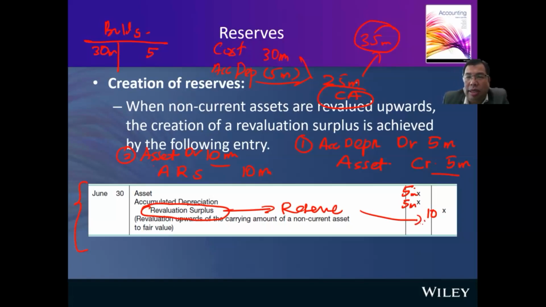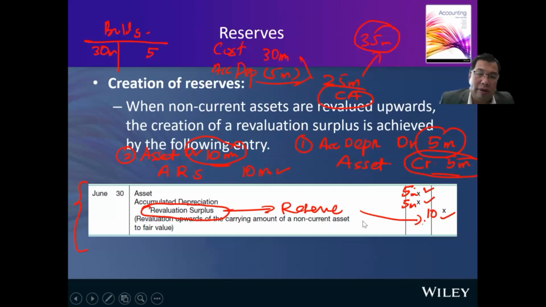Because the asset value has increased from 25 million. The fair value now is 35 million. And that is the revaluation surplus. This is the 5 million. Let me just put it here. This is credit 5 million. This is debit 10 million. So that's why we have debit 5 million. And this is the 10 million down here. But you're not going to be tested on this. This is just the concept about reserves, how to create reserve accounts.